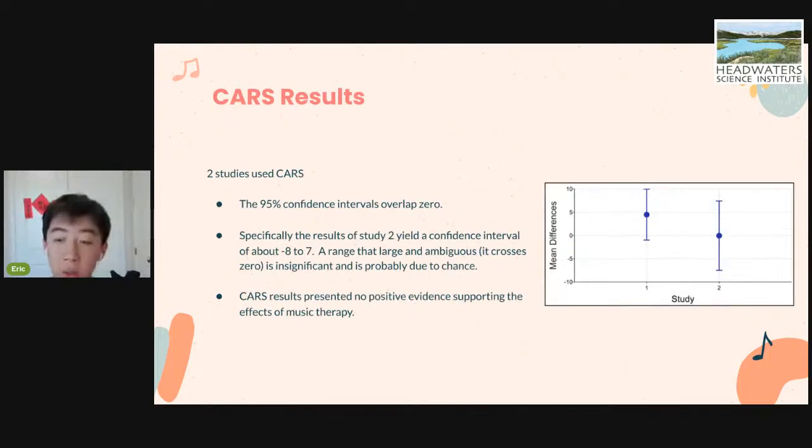And then for CAR scores, we did the same thing with the confidence intervals. And as you can see, they both overlap 0. However, study 2 does overlap a lot more, and it leads to a huge variance in the mean difference. So we also ruled that this was insignificant.